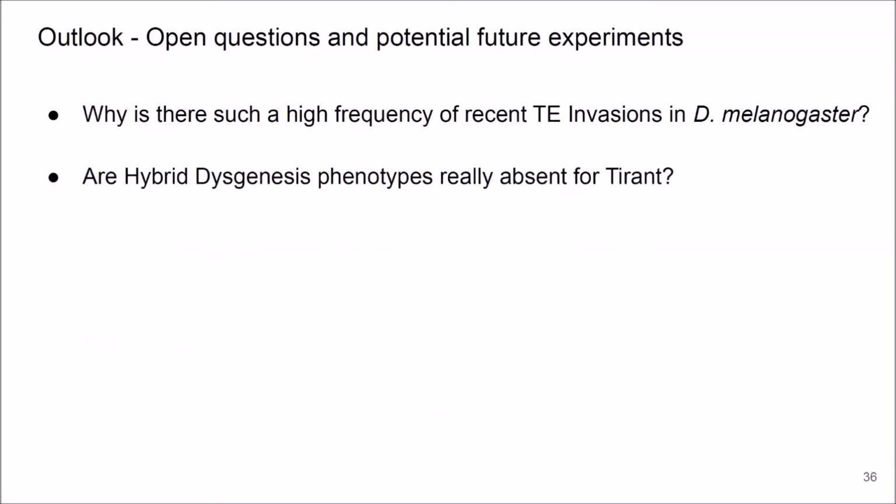And open questions that one could tackle as a follow-up would, for example, be to ask why there is such a high frequency of recent transposable element invasions in the species. In the last 100 years, there were 4 different invasions, and it would be interesting to look at the reasons why. And also to investigate in more detail if there is any hybrid dysgenesis produced by Tirant crosses. We have been scanning for this a little bit and have not found anything, but a more thorough investigation would probably be needed to say for sure.